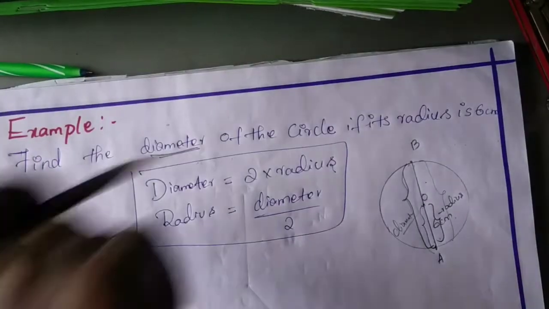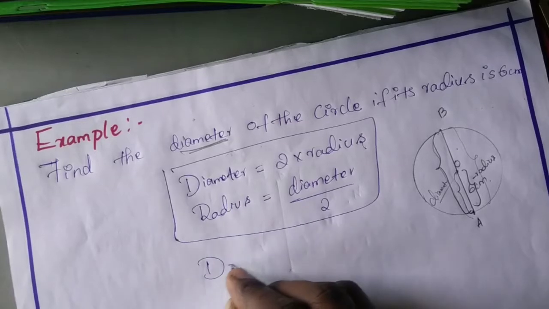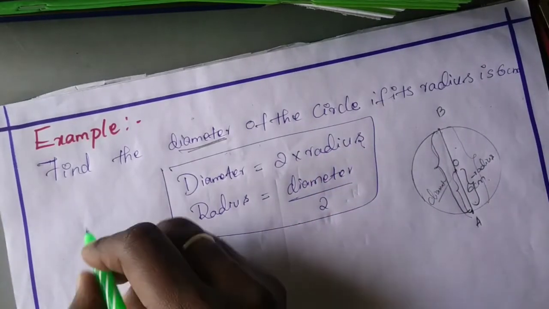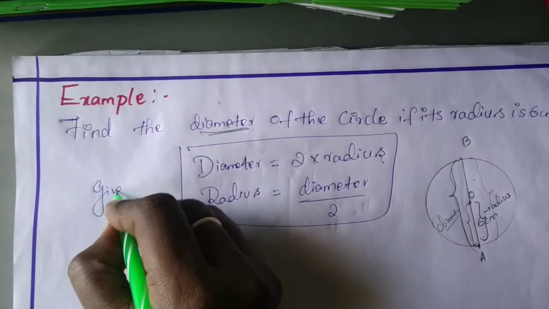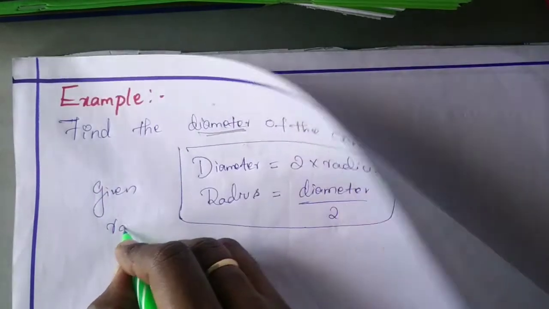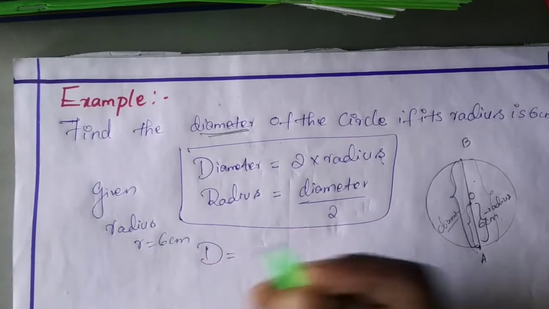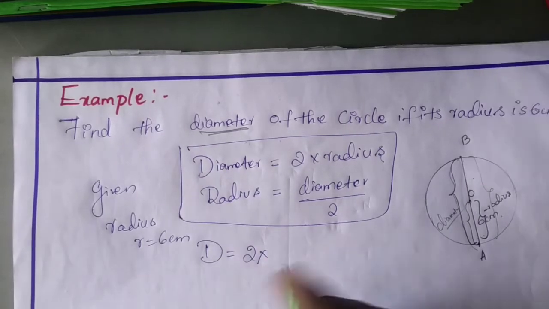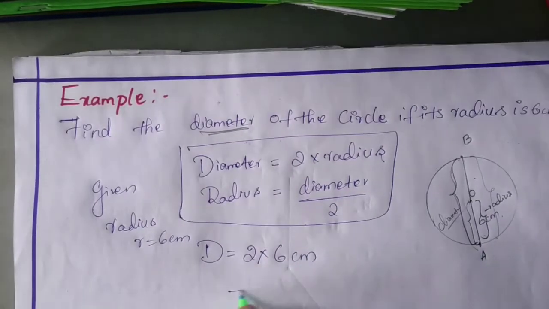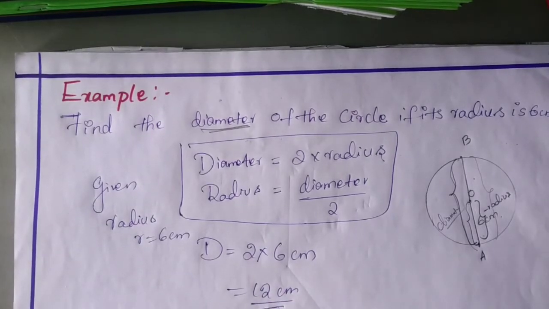Now, we want to find diameter. So diameter D is equal to 2 into radius. Here the given radius R is equal to 6 centimeter. So diameter D is equal to 2 into radius, that is 2 into 6 centimeter, equal to 12 centimeter. Are you clear, my dear kids? Yes? Come to the next example.